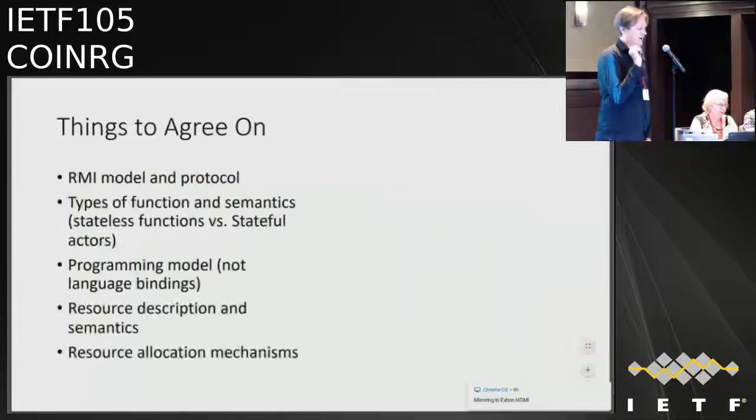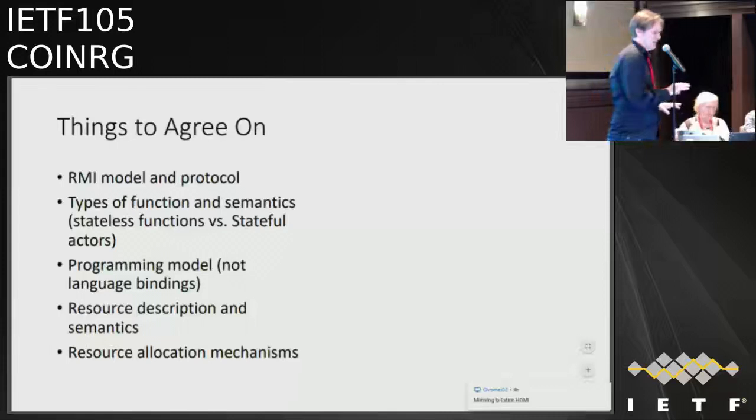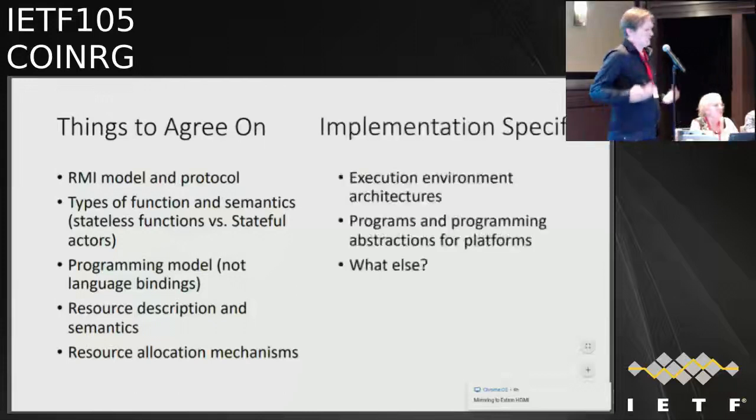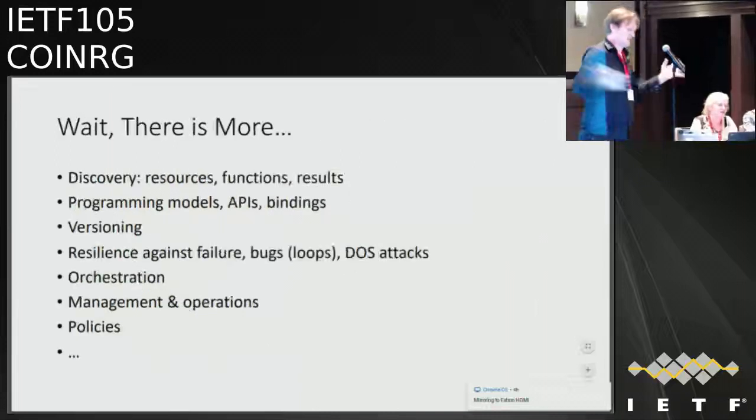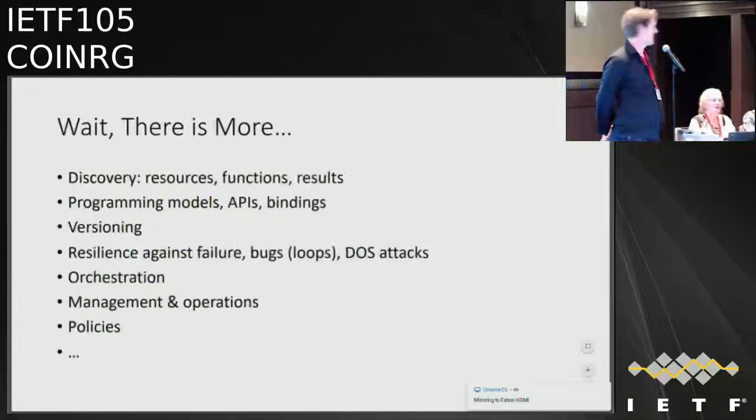Our suggestion, if you did some experimental protocol, is that things to agree on would be the model for remote method invocation. Which types of functions are we talking about? What is the programming model? Not so much the different bindings. How do you discover resources, and how do you allocate resources? What is maybe more specific to implementations is the different execution environments, the languages or abstractions for those platforms, and a bunch of other things. And there's a long list of other things that I'm not talking about here. Thank you very much.